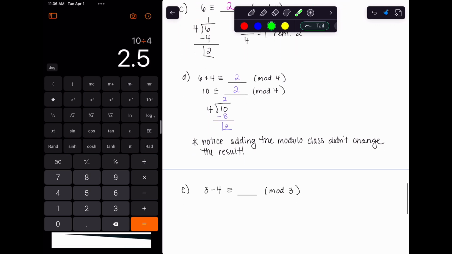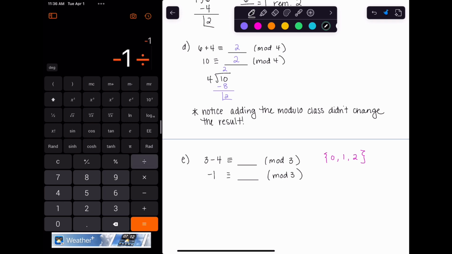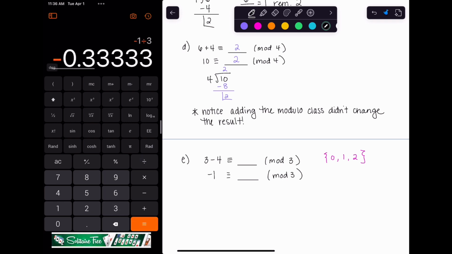If I have 3 minus 4 and I want to find what that's equivalent to under mod 3, again, remember my results should be a number either 0, 1, or 2. Stops at the 1 right before it, okay? So 3 minus 4 gives me negative 1. So this is asking negative 1 is equivalent to what under mod 3? So I can't quite do that. If I take negative 1 and I divide it by 3, you end up with nothing. So how do you deal with a remainder with a negative value?